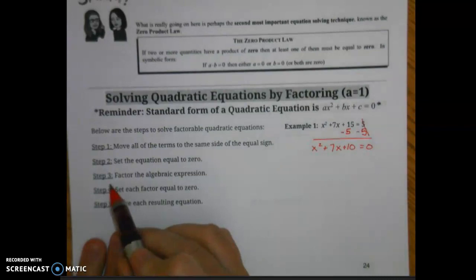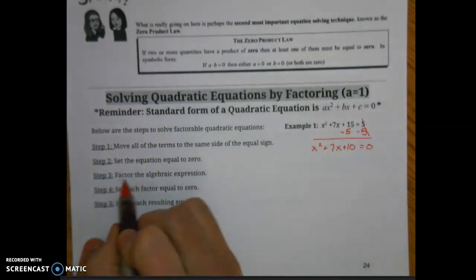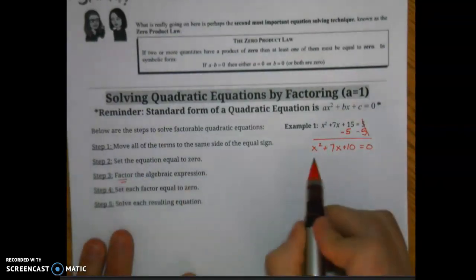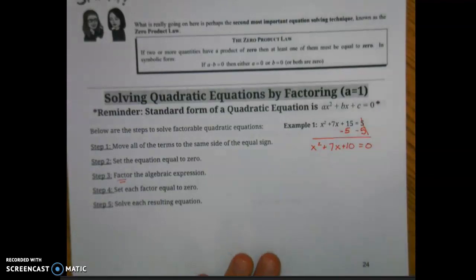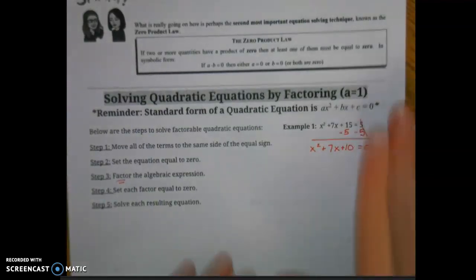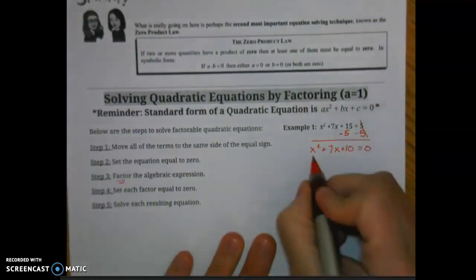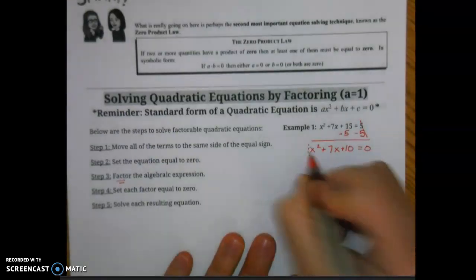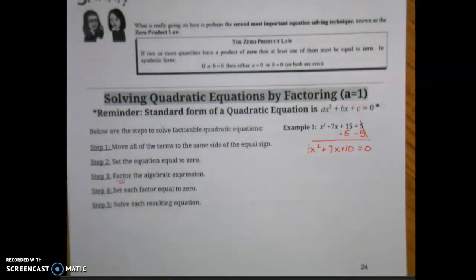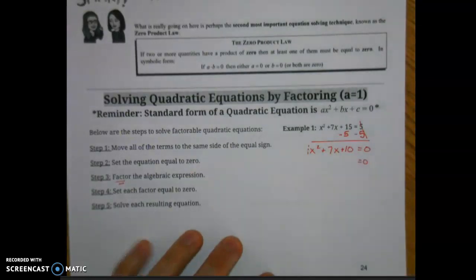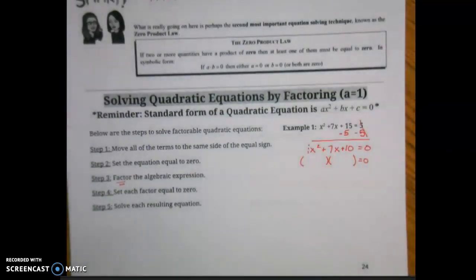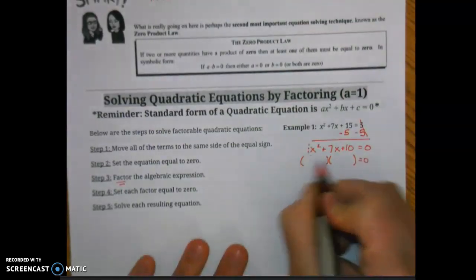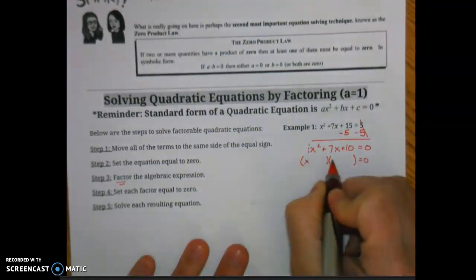So this third step is factor the algebraic expression, so that's this trinomial on the left-hand side. So you have to think back to last unit when you were factoring trinomials. You're just going to ignore this equals 0 for a second. It's a trinomial with a leading coefficient of 1, or a is equal to 1. So you should think double bubble, or 2 sets of parentheses, and since a is 1, you know the only things that can go here are x and x.